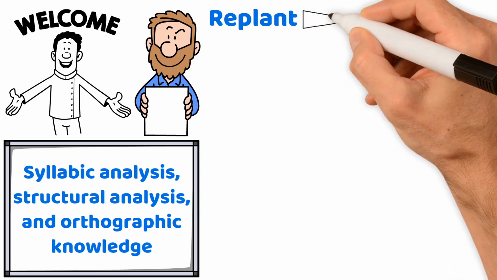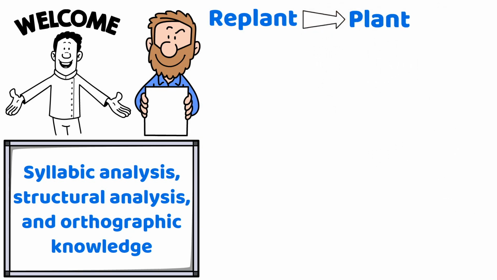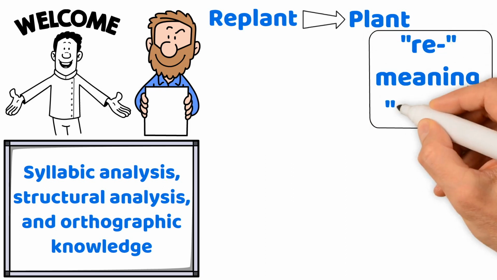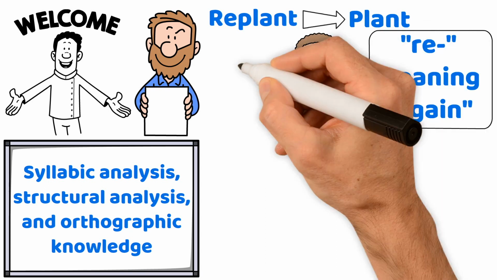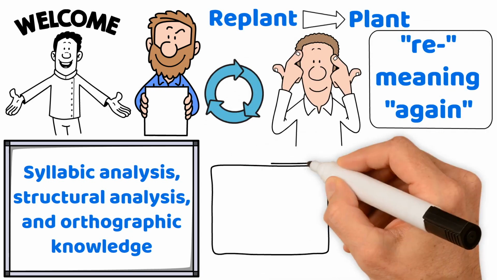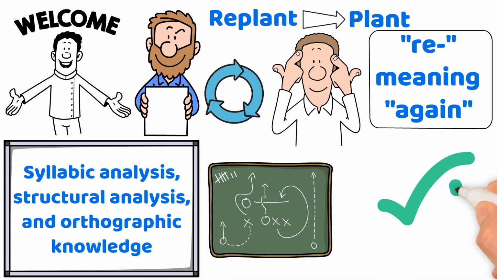Consider the word replant. Using phonics, you decode the base word plant, but there's a twist, the prefix re, meaning again. Understanding this structure helps you grasp the full meaning, to plant again. This isn't just about decoding, it's about ensuring full comprehension, a skill your exam will definitely test.